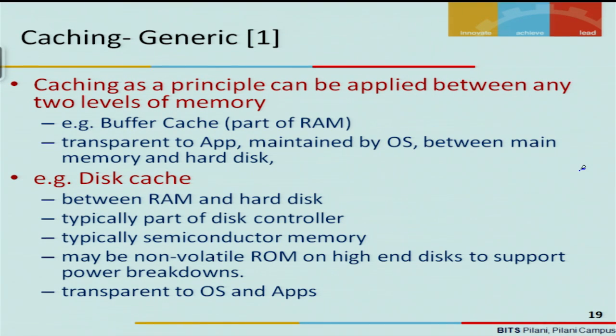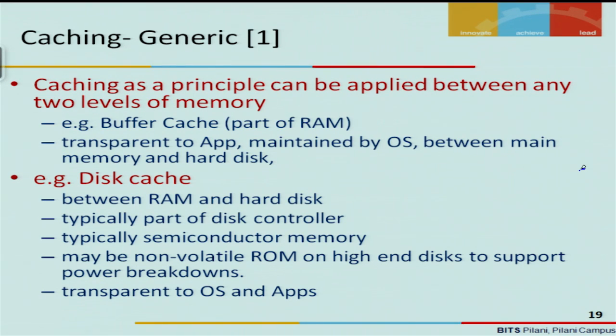And this cache is usually a semiconductor memory, as compared to the magnetic memory in the disk. Magnetic memory access time is more compared to semiconductor memory.